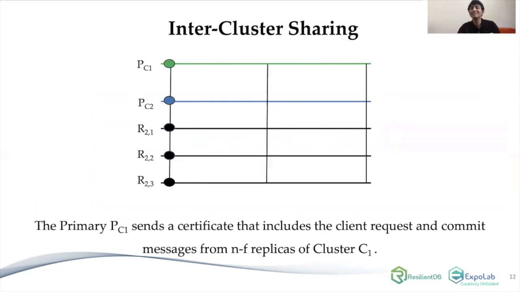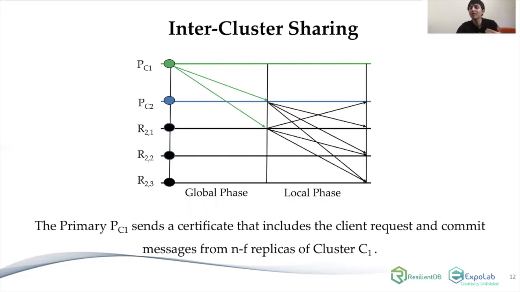The next phase is sharing this certificate. Here, we want the cost to be less because sharing is happening between 2 clusters, and 2 clusters could be in different cities and continents. So we want only the primary of one cluster to send to only F plus 1 replicas in the other cluster. Once the F plus 1 replicas of a cluster get it, they send that message to all the replicas in their cluster. So note that very little communication is happening between the 2 clusters.